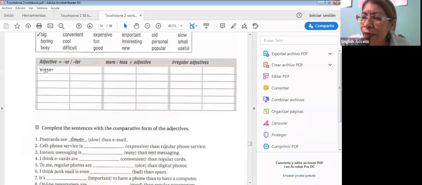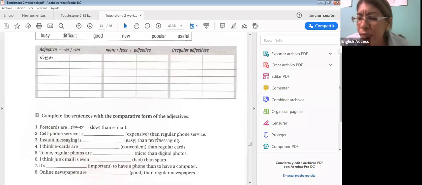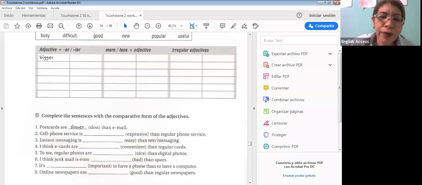Now tell me, Aide, what is the comparative form of bad? Worse. Okay, so tell me the sentence one more time. Number 6. I think your mind is even worse than fun. Yes, number 7. Julio.